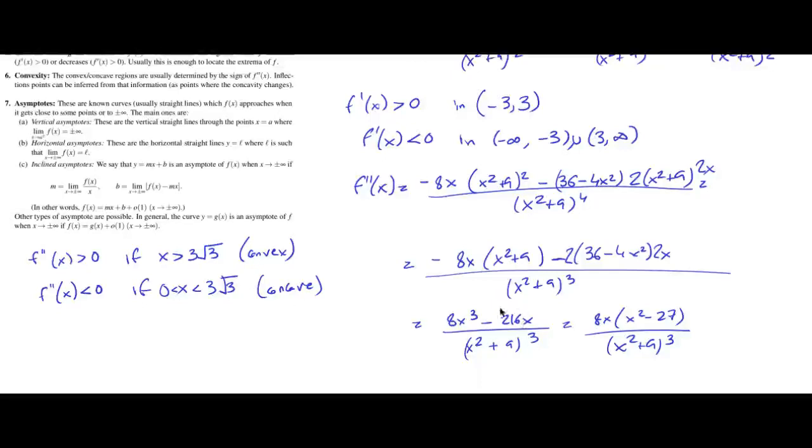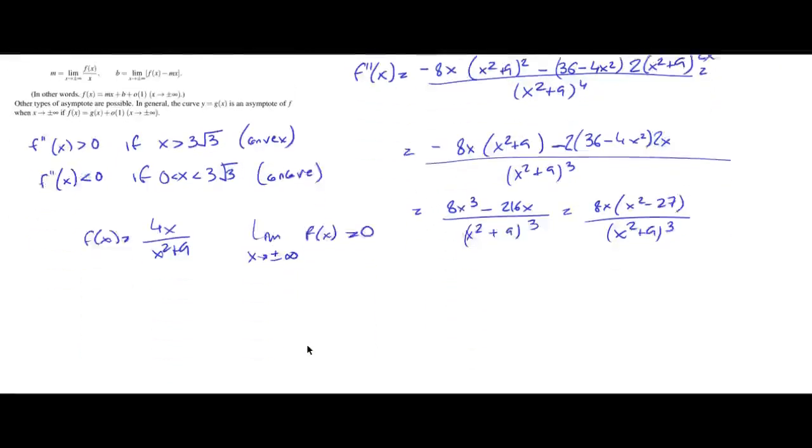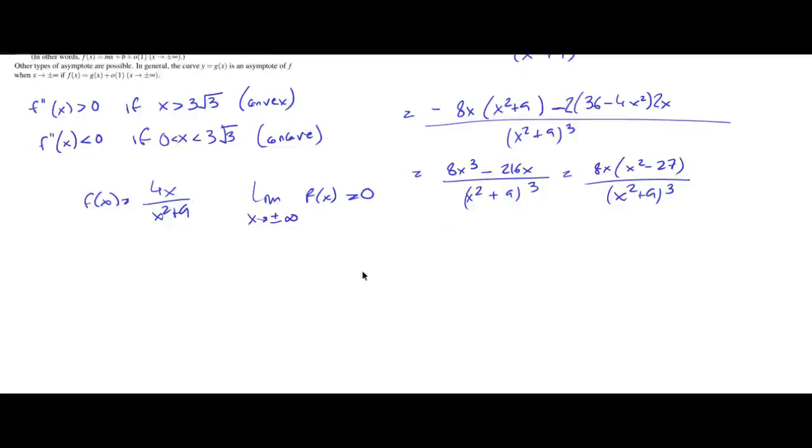We don't have any vertical asymptotes, because this is again 4x divided by x² + 9, and the denominator is never going to be 0. And then we have the limit when x goes to infinity on both sides. The limit when x goes to plus or minus infinity of f is going to be 0. So we have a horizontal asymptote, no inclined asymptote, in this case.